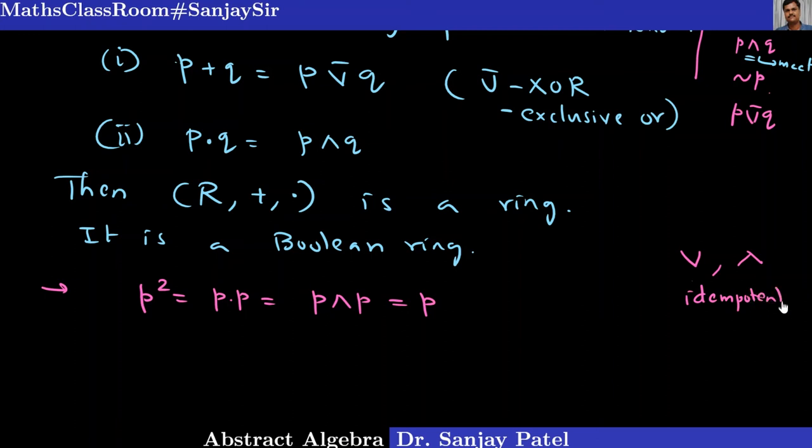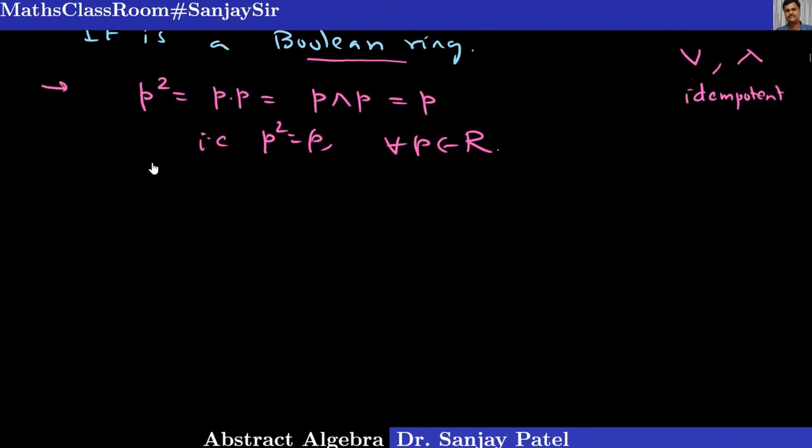Idempotent means, you know, a star a is equal to a; a binary operation star is called idempotent if this is true for every element. So they are idempotent binary operations. This can be proved very easily with the help of a truth table. So P square is equal to P, and therefore I can say that this is a Boolean ring. So this is the explanation why it is a Boolean ring. I gave you three examples of Boolean rings, and you can prove all this in detail. What I am interested in is to prove one or two very simple and basic results about Boolean rings.